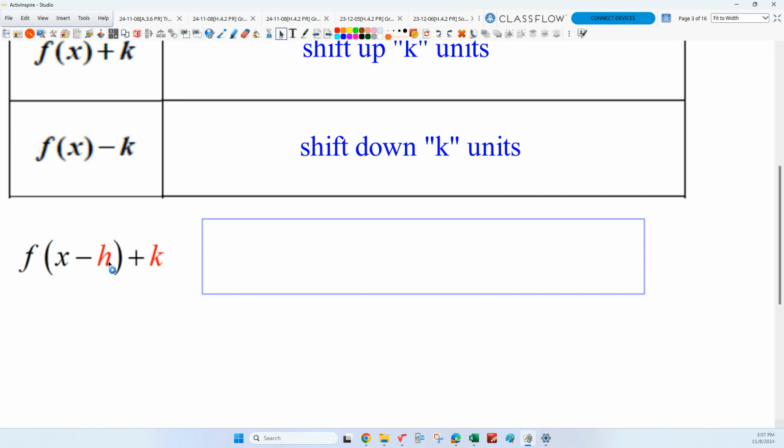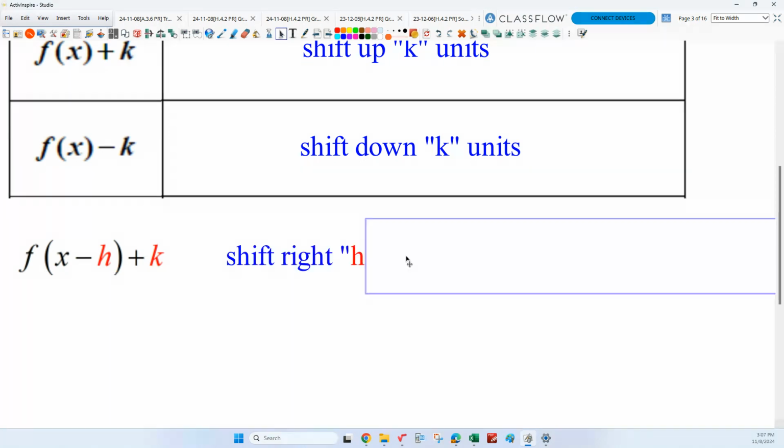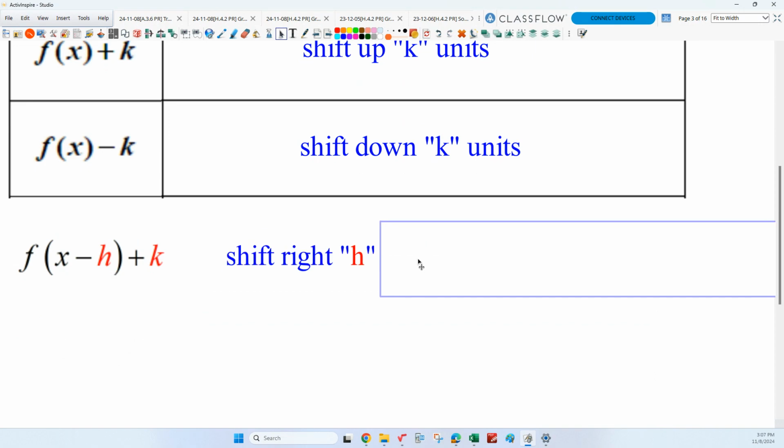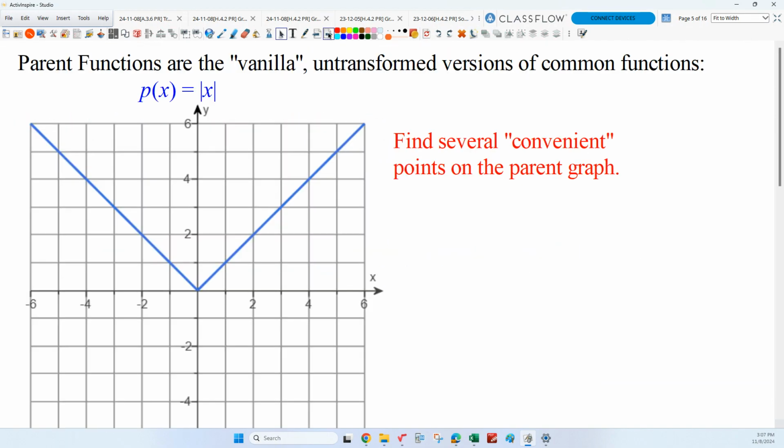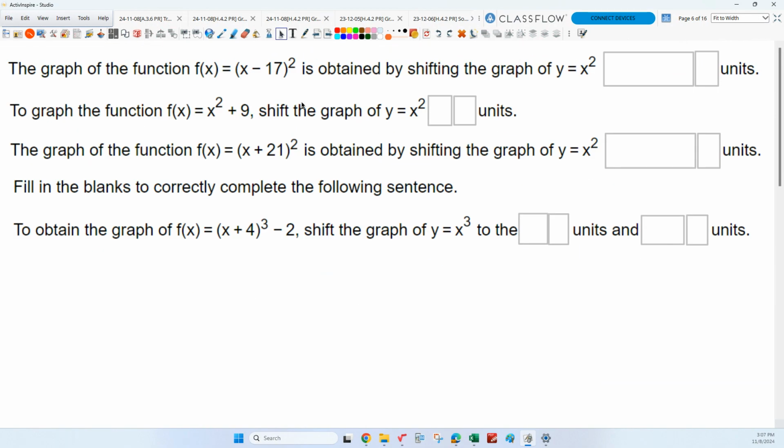If I'm subtracting h inside the function, I'm going right by h. And if I add k outside the function, I'm going up by k. All right. So let's practice this. So take that top example. We're starting with the parent graph, y equals x squared. The most basic, boring version of a quadratic function is just x squared.